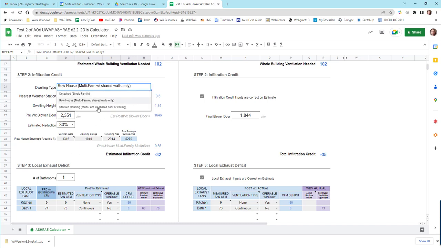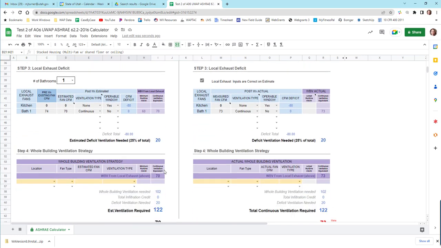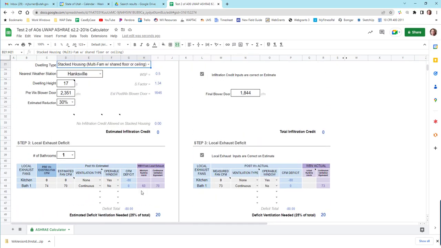The third type of housing is stacked housing, and the ASHRAE standard does not allow us to have an infiltration credit for stacked housing. So when you select stacked housing, you'll see that it tells you no infiltration credits allowed, and your estimated infiltration credit is 0. And it's not an error, it's because you don't get to have one per the ASHRAE standard. So again, everything adds up exactly the way it should. If this was stacked housing, it would require more ventilation, and again, you'd have to come up with a strategy that would provide that amount of ventilation.